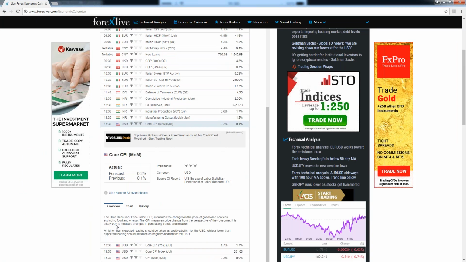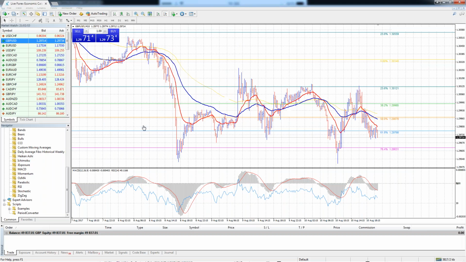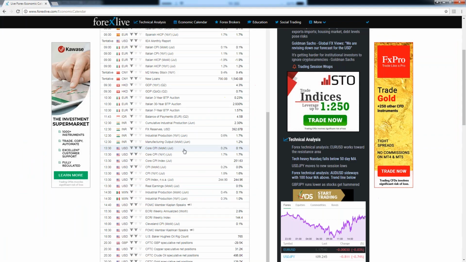The core CPI measures the changes in price of goods and services. Now this is the inflation measure that all the market looks for. Okay. Not a lot of this is already factored in. It's a very, very well-awaited piece of data. Obviously, the expected is 0.2, previous 0.1. So we're really going to be looking at this tomorrow.